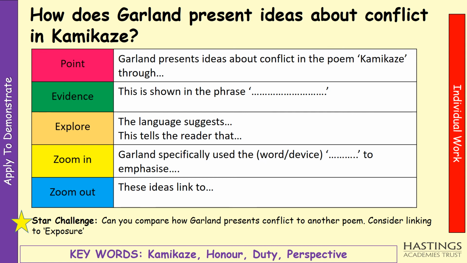Okay. As a star challenge there, we've got, can you compare how Garland presents conflict to another poem? Consider linking to exposure. Okay, you've already read exposure. If you can, you could try and link to the prelude and think about how there's a conflict with nature, possibly. Okay, but if you can, try to compare it to another poem, but try and get done at least 1 paragraph. So pause the video now and have a go at that.